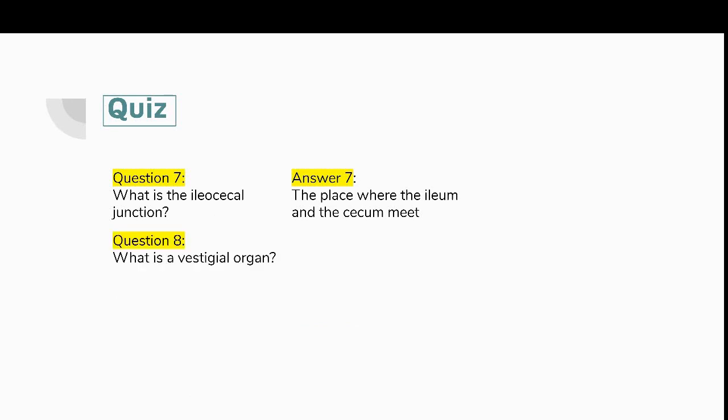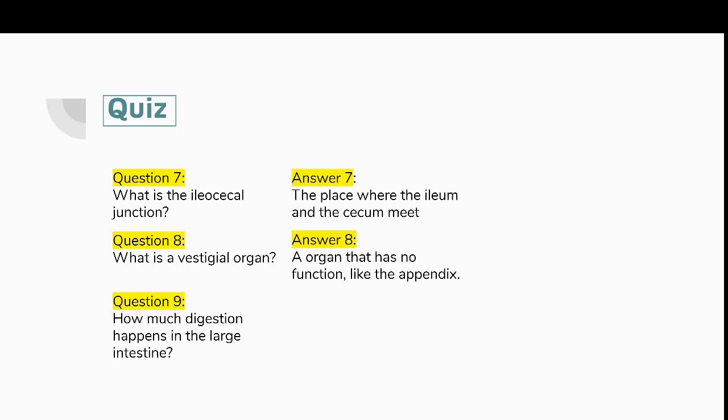Question 7. What is the ileocecal junction? The place where the ileum and the cecum meet. Question 8. What is a vestigial organ? An organ that has no function, like the appendix. Question 9. How much digestion happens in the large intestine? No digestion happens in the large intestine.